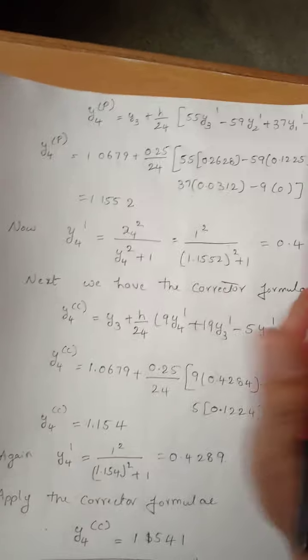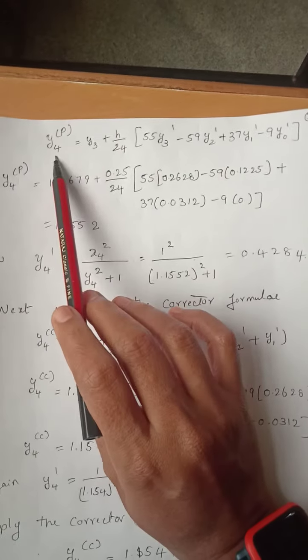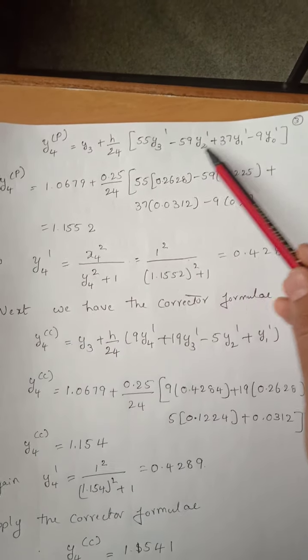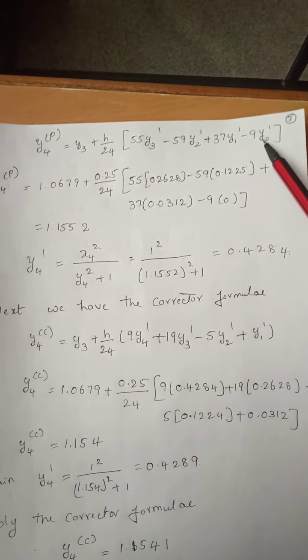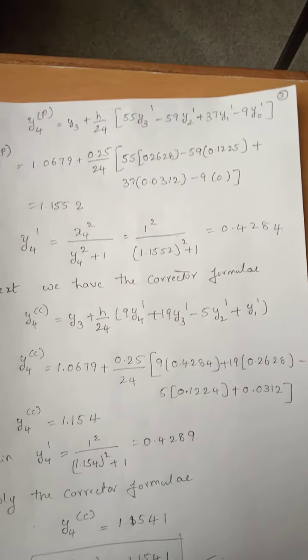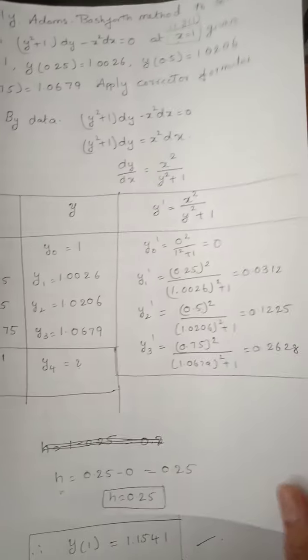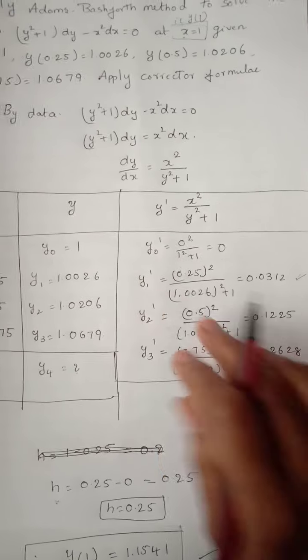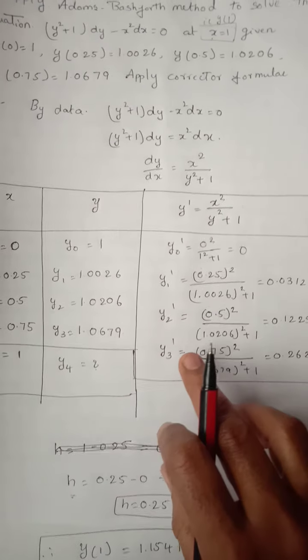Next write the predictor formula. You have to remember this predictor formula: y3 plus h by 24 times 55 y3 dash minus 59 y2 dash plus 37 y1 dash minus 9 y0 dash. Just now we found these values, that's why. You have to find the values correctly. Don't make mistakes while finding y1 dash, y2 dash, y3 dash.